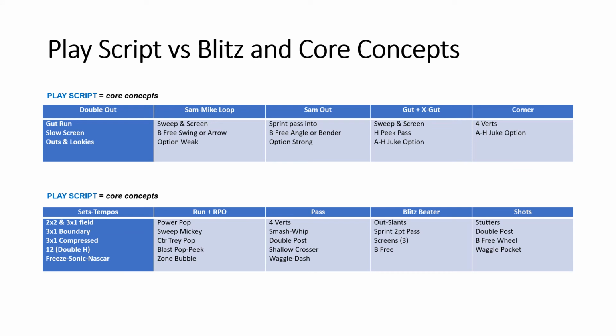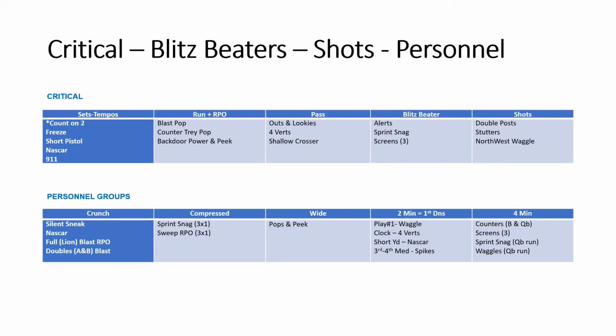Next would be your play script versus the blitz, because again, that's what's going to happen most of the time on third down. So again, you have a cheat sheet against the different type of blitzes. This is what you should be good at, which attacks those schemes well with your offensive concepts. You also want to start your play script now, where you start to look at tempos, your RPOs, your core pass, your core blitz beaters, and then your shot plays. Again, where you want to go for those snake eyes big plays with it.